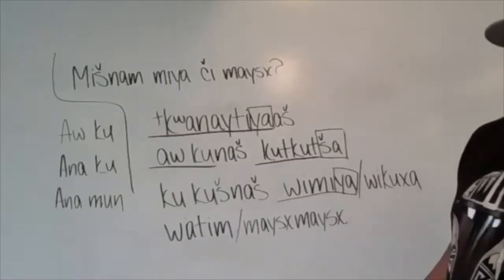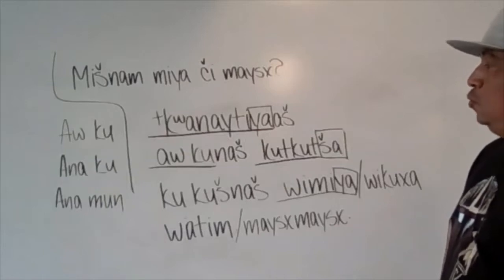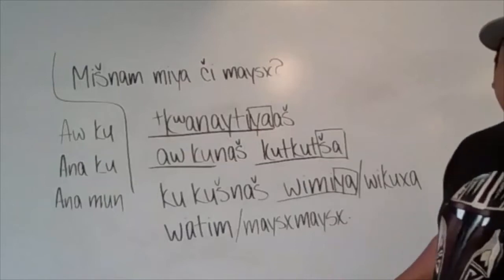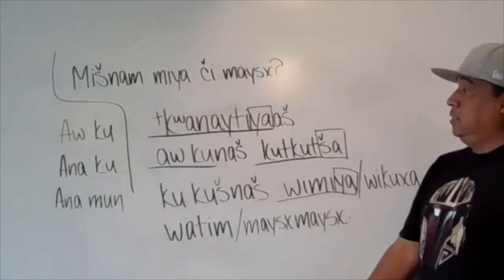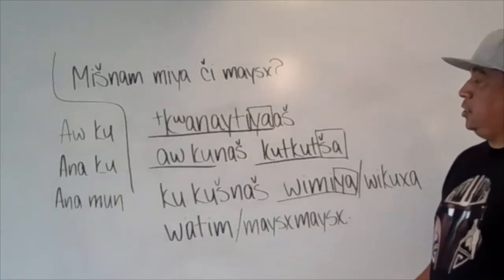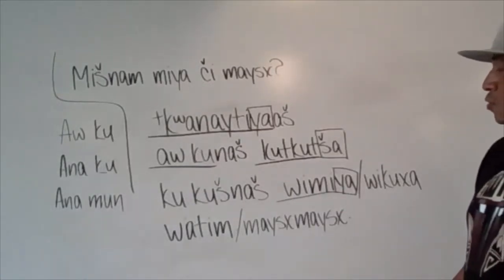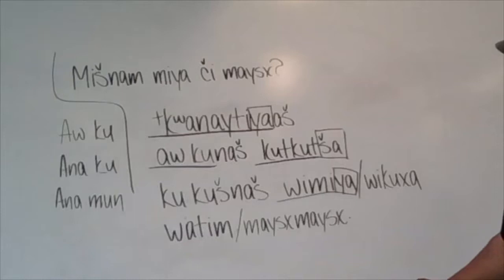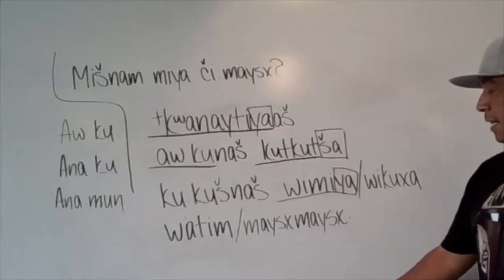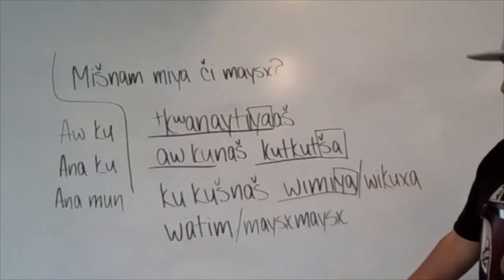So yeah, I got two approvals, got two okays on that. They're au ku and anamun anaku. That we can go about that on what you did today. That's any. This is your kunaitiash anakunash kutkutsha. Kukush. Kukushnash wimia or wikuha watim or umish maisk. This was a kukushnash wimia watim.